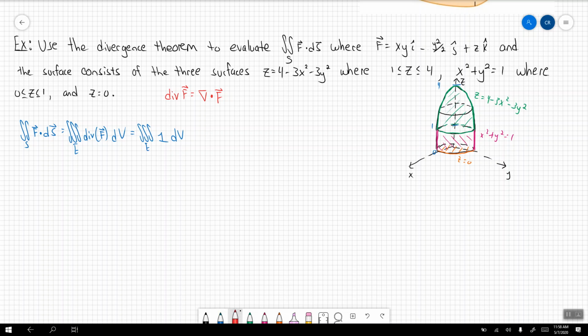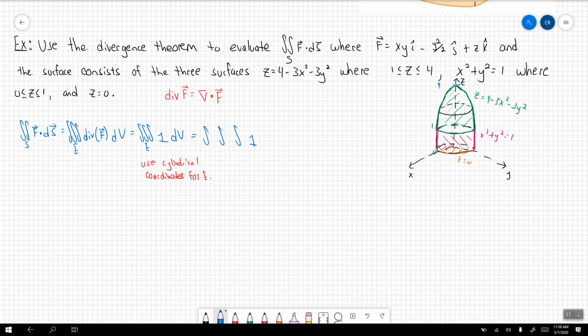Now, what I'm going to say here is, at this point in time, I want to use cylindrical coordinates. So I want to use cylindrical coordinates for that region E. Alright, that means I'm going to need 3 items. I'm going to need my integrand, which is 1, and then my differential dV.